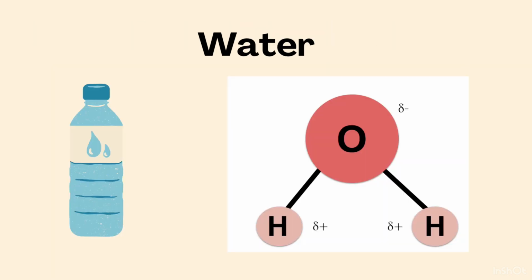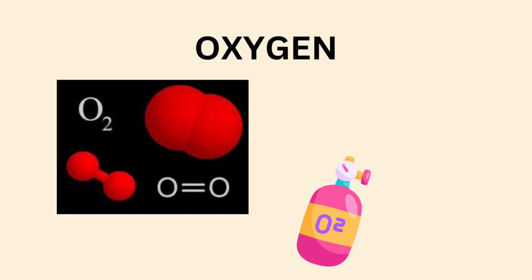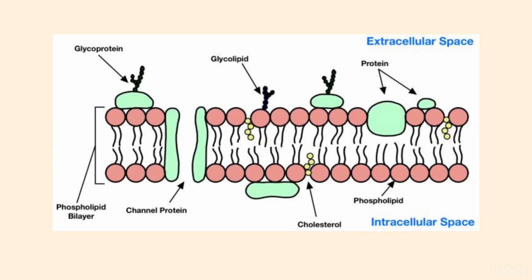Water can also freely pass through the cell membrane, helping to regulate the cell's hydration levels. Last but not least, oxygen is essential for the survival of many cells, and the cell membrane allows it to diffuse into the cell. So here's a diagram of the phospholipid bilayer, and I'm going to talk about some features of the membrane that confer selective permeability.